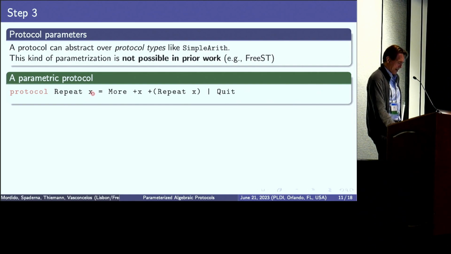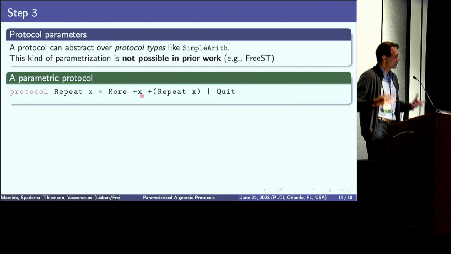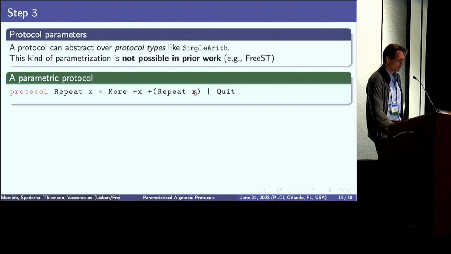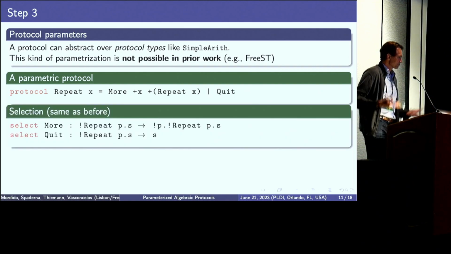So here's a very simple parametric protocol. It's called repeat X because it behaves like a list data structure. Only what you're repeating is not some data value, but a protocol. So we have two constructors: quit to stop, more for more of this protocol, and then this X here, or plus X, says execute the X protocol, whatever it is, in forward direction, and then continue with repeat of X. So do it again.